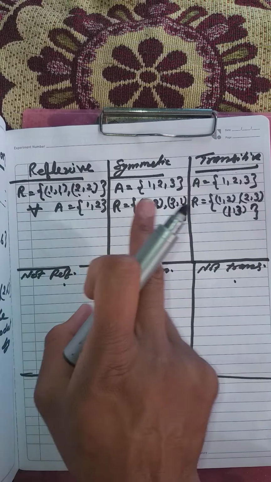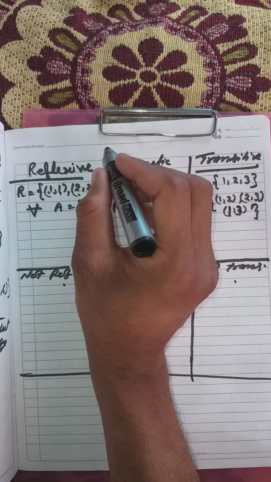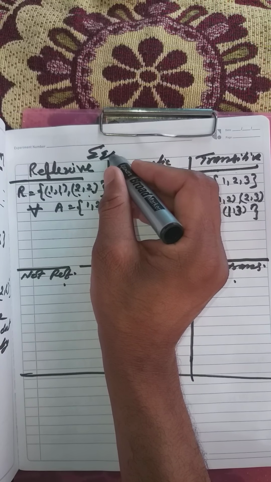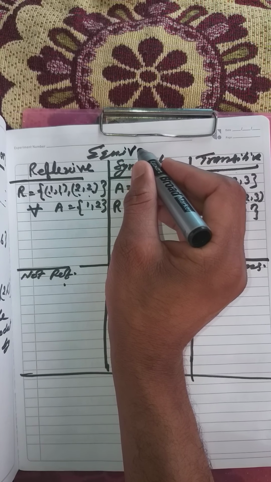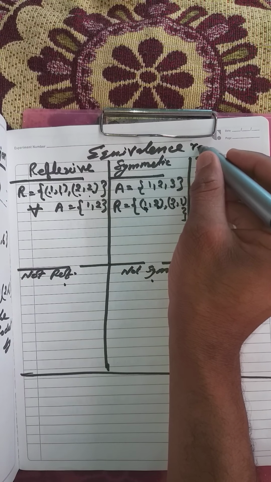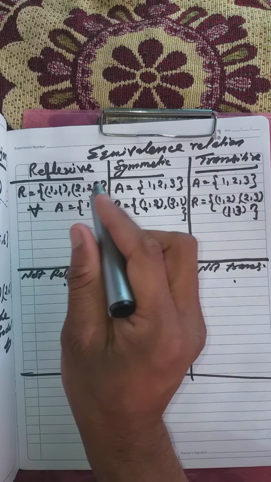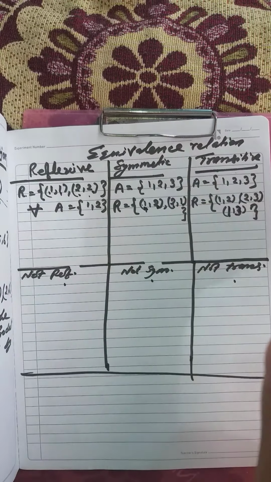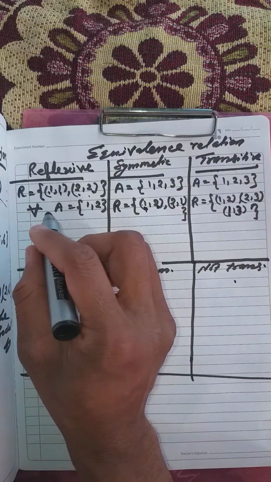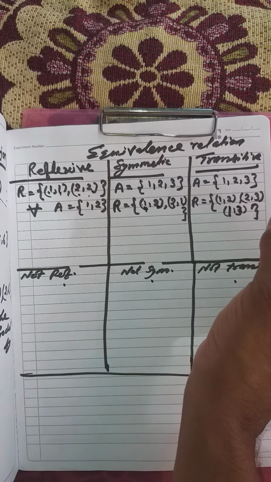Any relation which satisfies all these three conditions is called an equivalence relation. If a relation is reflexive, symmetric and transitive, in this case the relation is called an equivalence relation.